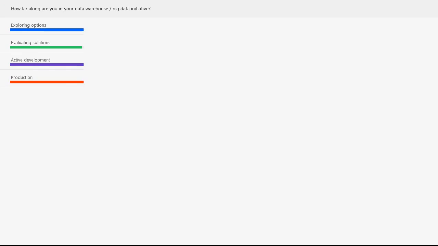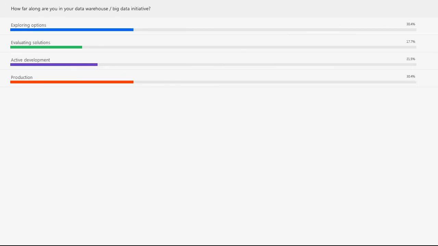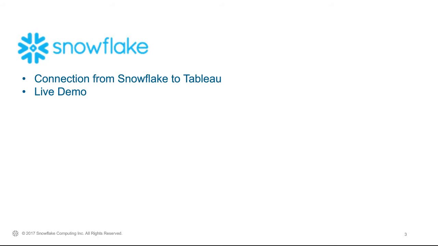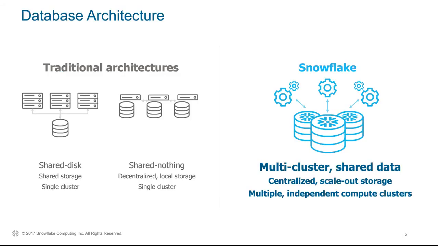And we see here that there's a good split. We've got a good grouping on the production end already running in production, and another group at the very beginning of the path, and others along different stages. So very interesting information. And I'm going to quickly move through what Snowflake architecture is, and then we'll really quickly show how anyone can connect to Snowflake. You can get a free trial of Snowflake and a free trial of Tableau and get connected very quickly.